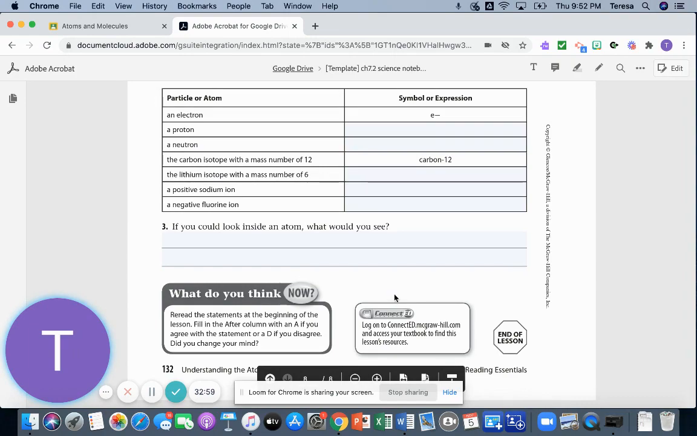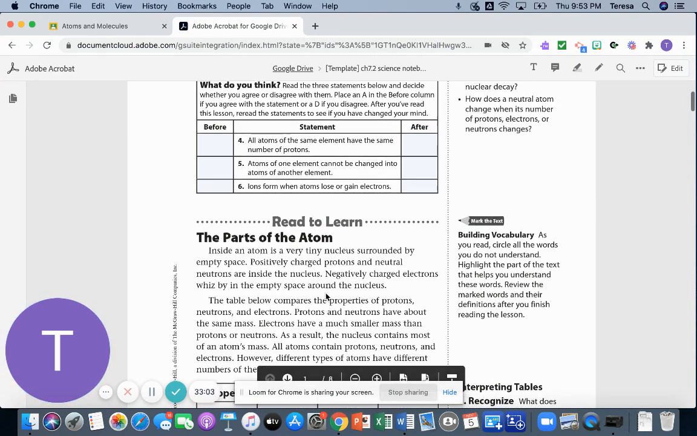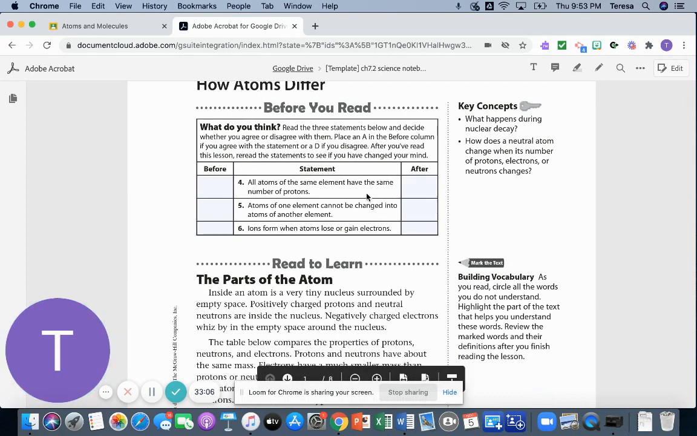All right, ladies and gentlemen, don't forget to go back to the very beginning and go through and reread each of these statements. Tell us if you agree or disagree now after we have read the chapter.